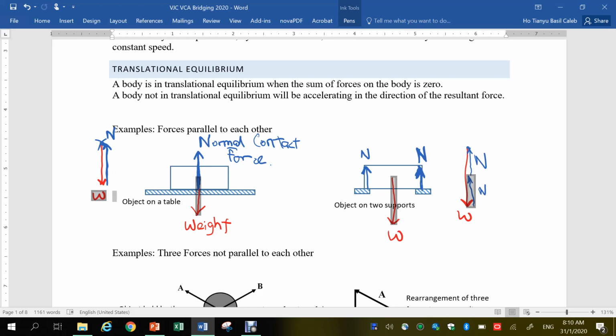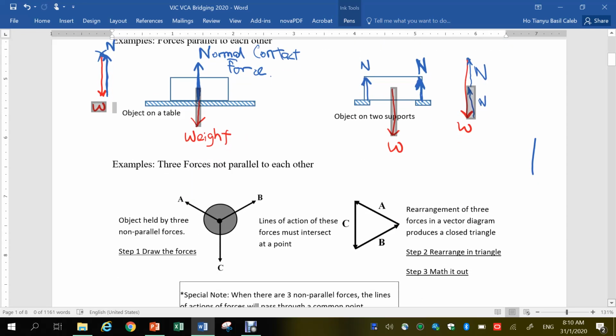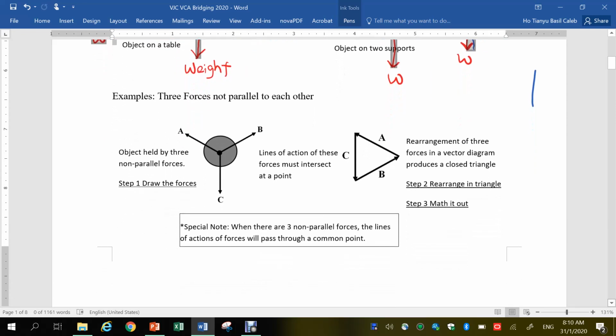Let's now look at examples where the forces are not parallel to each other. One of the simplest examples to start with is a body held by three non-parallel forces, as seen right over here.